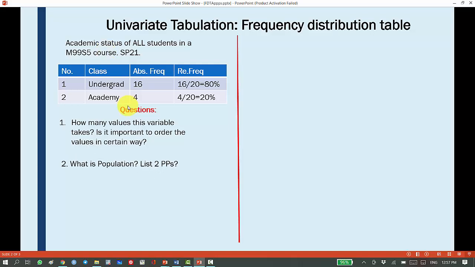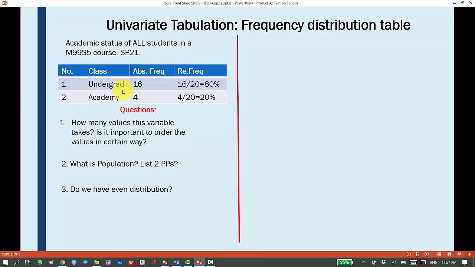Second question is, what is the population, and list two population parameters. Obviously here, the population is all students in Math 099 Section 5, and two population parameters can be the 80%, which is the portion of undergrad students in the class, and 20%, which is the portion of academy students in the class. Do we have even or uniform distribution?